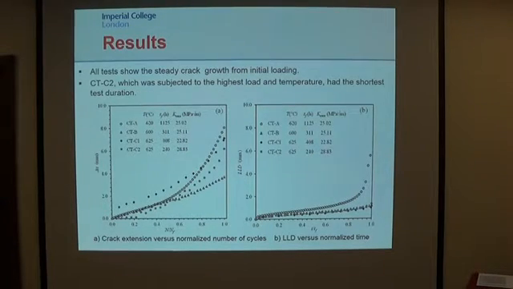So the first result shown here is the crack extension versus the normalized number of cycles and the load line displacement normalized by the time. So all the tests show a steady crack growth from the initial loading. So for the CTC2, which is subjected to the highest load and temperature, it had the shortest test duration, as we expected.